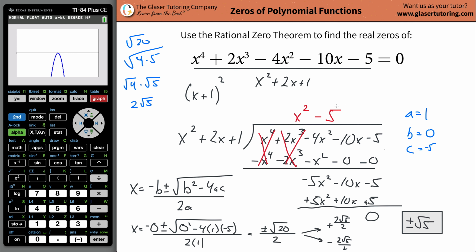I mean, you could have also just set this thing equal to 0 and solved for x. There could be so many ways. X squared minus 5, set it equal to 0, and you're like, oh, just add the 5 on over. Great, bada bing, bada boom, x squared is equal to 5, and then take the square root.